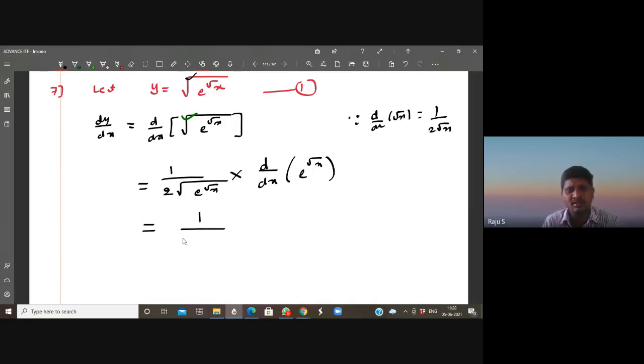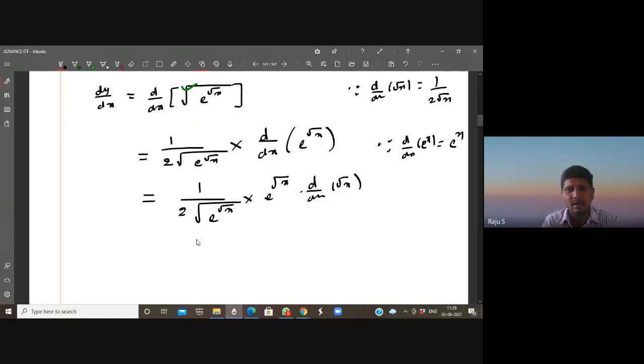What we are doing here is just writing more steps. That's it. We are expanding, right? So e power root x is e power root x only. Again d by dx of root x. Since you have to write here d by dx of e power x is e power x, you must mention those formulas, right? Now finally, root x, so 1 by 2 root e power root x into here we can write e power root x into 1 by 2 root x.